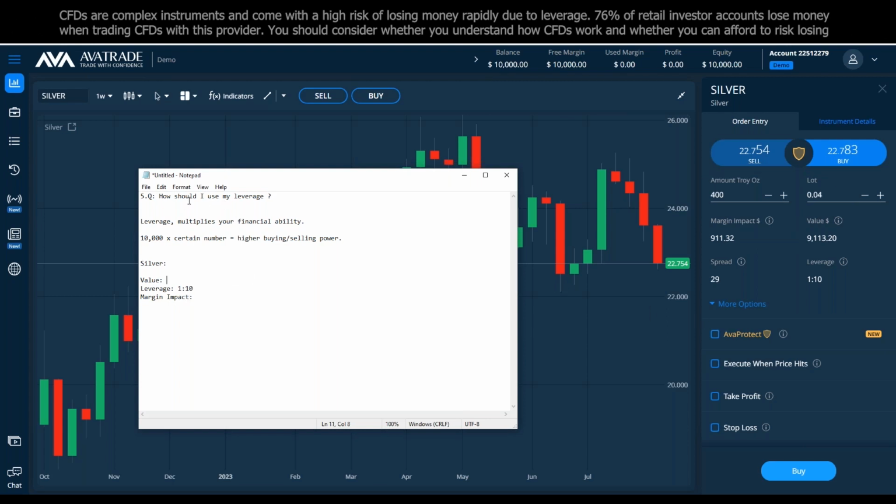So, how should I use the leverage? Now, this question is well composed because the leverage is already here. The question is not if I should use the leverage or not, because I'm using the leverage anyway. The question here is how I can maneuver using the leverage.